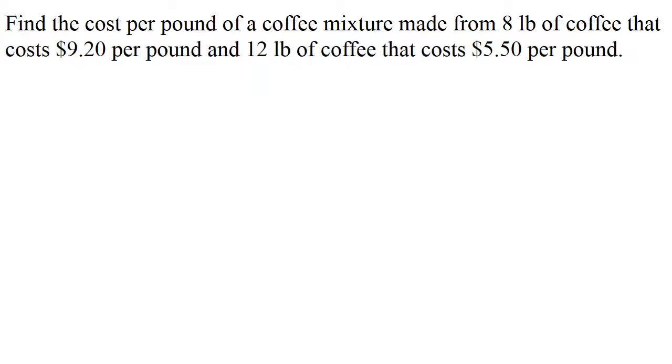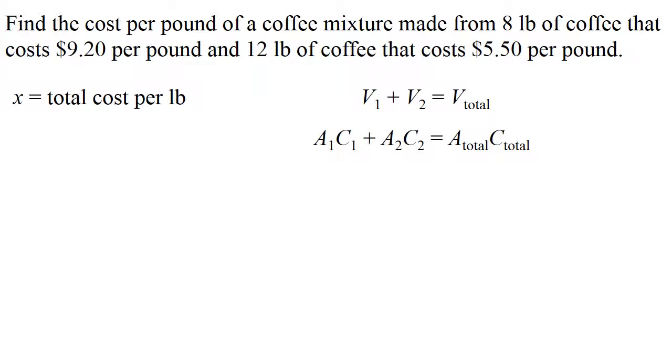Find the cost per pound of a coffee mixture made with 8 pounds of coffee that costs $9.20 per pound and 12 pounds of coffee that costs $5.50 per pound. So what we don't know is the total cost per pound of our mixture. We know that how much we spent on the first coffee plus how much we spent on the second coffee is going to give us our total amount we're going to spend. And the way we figure out how much we spent, we take how much we have of the first one times its cost per pound, how much of the second one times its cost per pound, and that's going to give us how much we have altogether times its cost per pound.